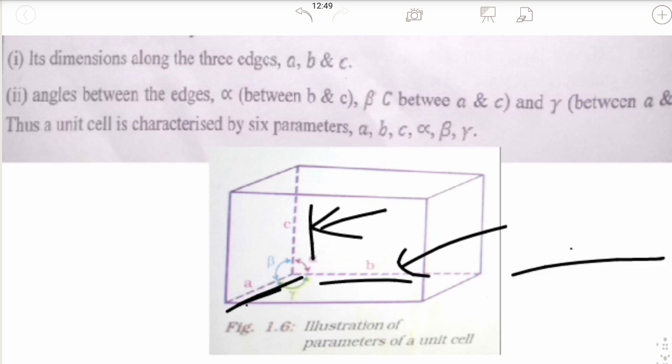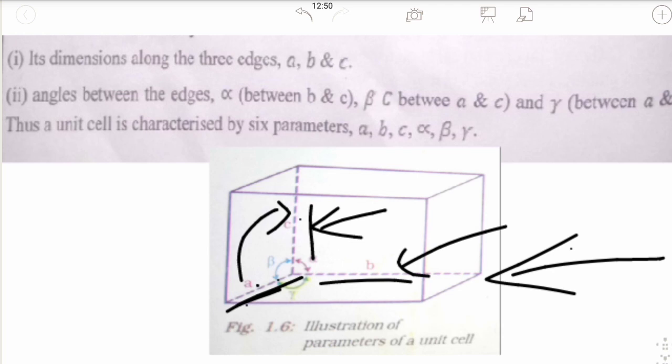There are also angles forming between them. We call this angle alpha. Between A and C, there is an angle forming, and we call this beta.